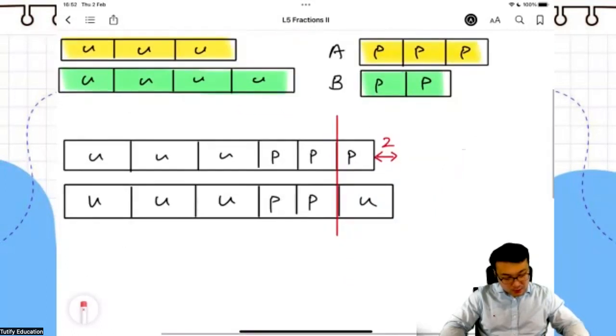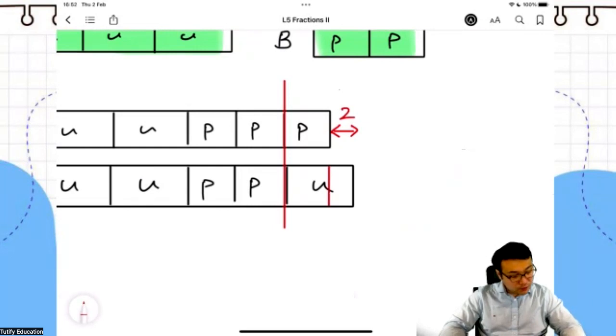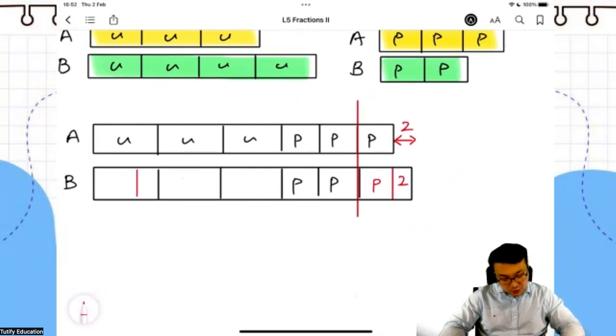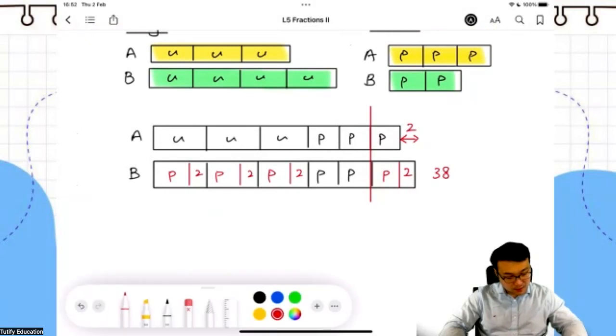So now we are able to compare 1 part and 1 unit. You realize that 1 unit is actually equal to 1 part plus 2 because the difference is 2, yes or no? So let's convert all the units into 1 part plus 2. Yes, and you already know that class B has 38 people.